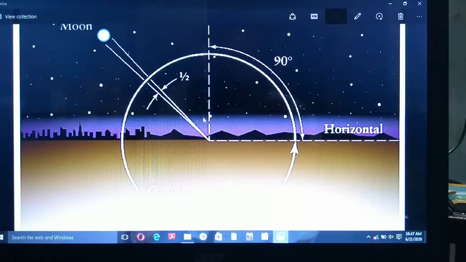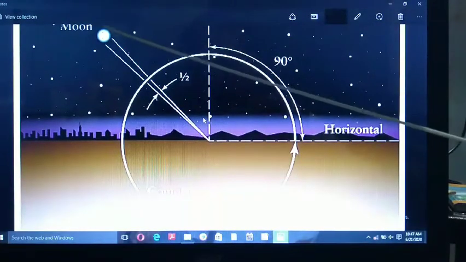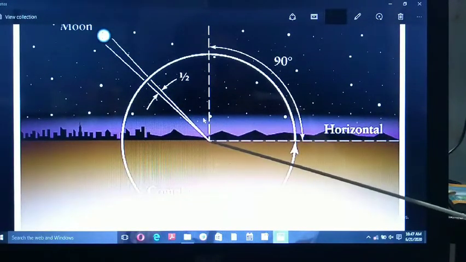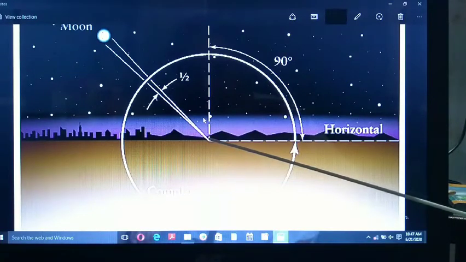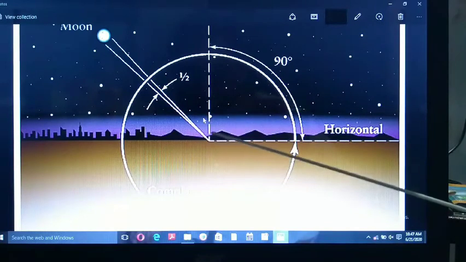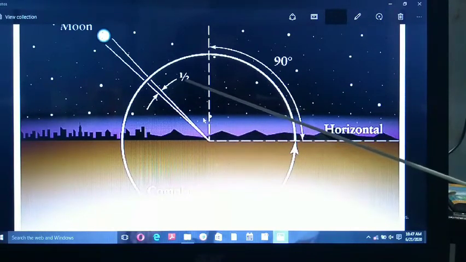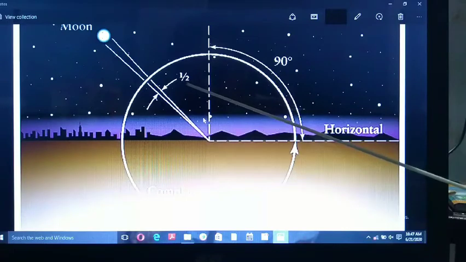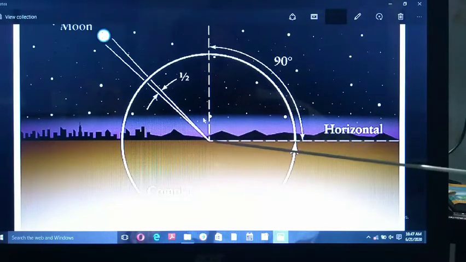Friends, in this picture you see, now we want to find out the diameter of the moon. Here is the moon. Here one observer has a telescope and with the help of this telescope he finds the angular diameter is 1/2 degree, and the distance between Earth and moon is available. So he can also find out the diameter of the moon.